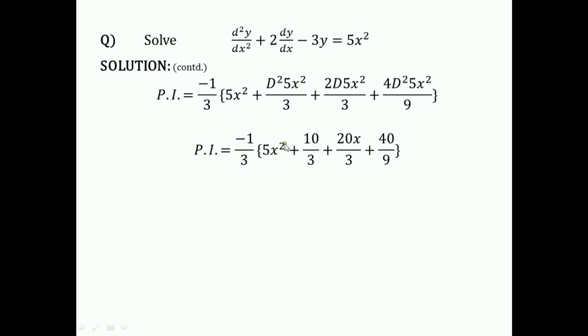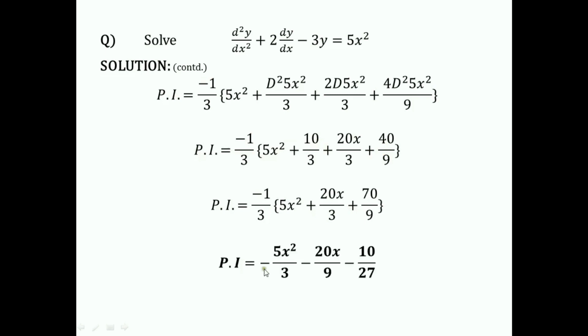our expression becomes −1/3 times [5x² + 10/3 + 20x/3 + 40/9]. After more simplification, we get −5x²/3 − 20x/9 − 10/27.